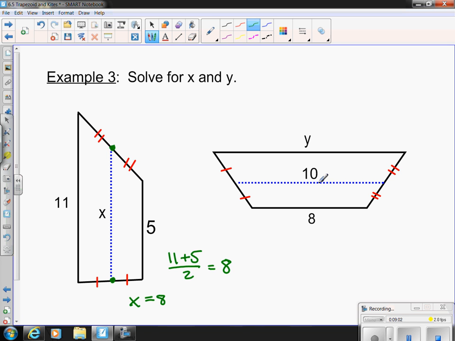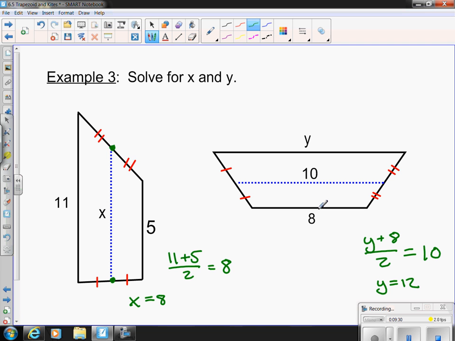And over here, now this is not the mid-segment. One way you could do this is say y plus 8 divided by 2. That's going to equal my average of 10. So 8 and what number average out to 10? I need this to be 20 on the top. 20 divided by 2 is 10, so I need y to be 12. That's one way to do it. This is the kind of algebraic way.